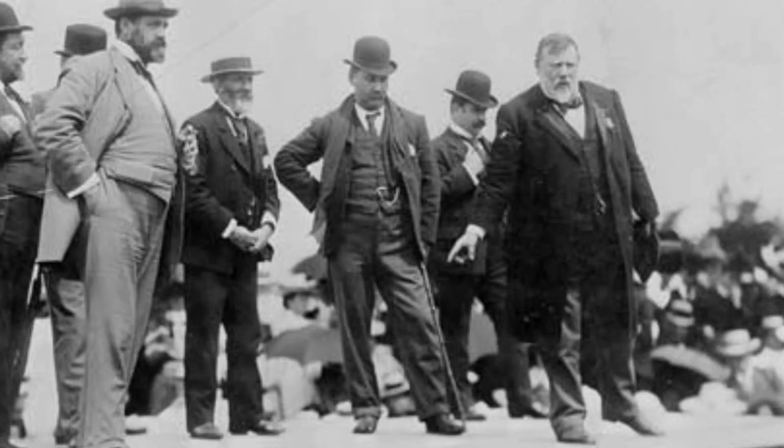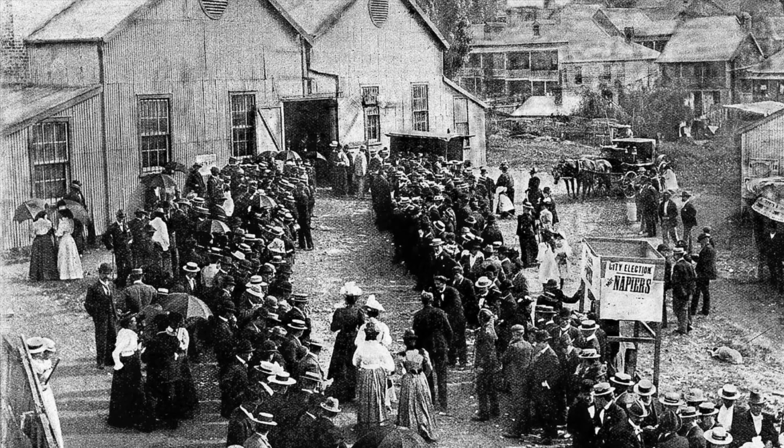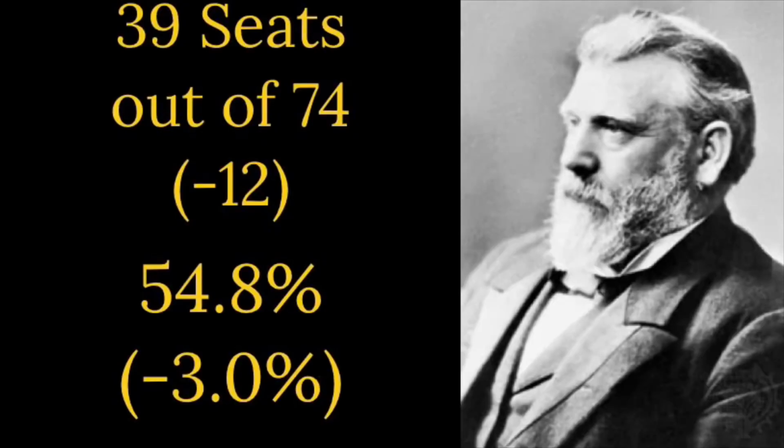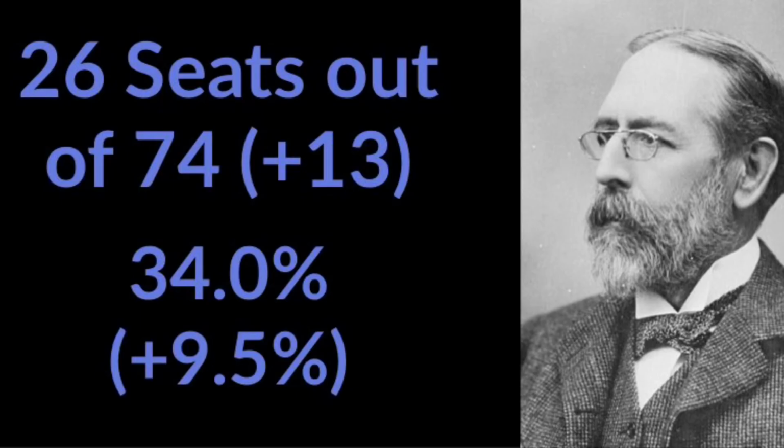Despite the growing discontent of the public with the Liberals, going into election day, many expected them to be returned to power with a considerable majority. And the winner was, in one of the most unexpected and nail-biting results in New Zealand's history, Richard Seddon and the Liberals, returned with 39 seats, a loss of 12 from the last election, and won 54.8% of the popular vote. Despite a swing of 9.5% nationally in their favour and picking up 13 seats, it wasn't enough to help the Conservatives gain power. They won 26 seats and 34% of the popular vote.